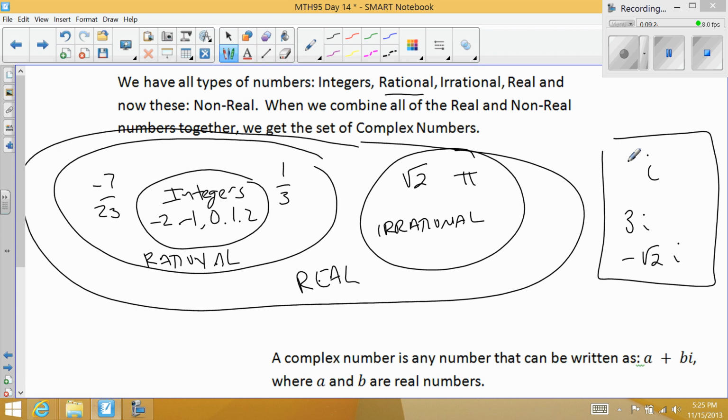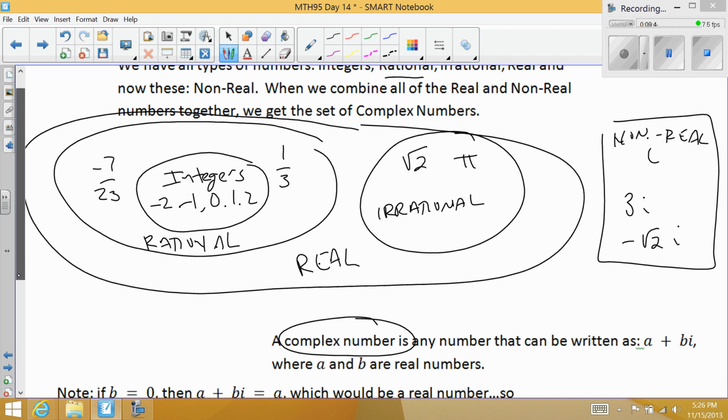Non-real numbers don't exist on the real number line; they live in their own little world. But if we combine the real and non-real numbers, that gets us into what we call complex numbers. Anything that can be written as a plus bi is a complex number.